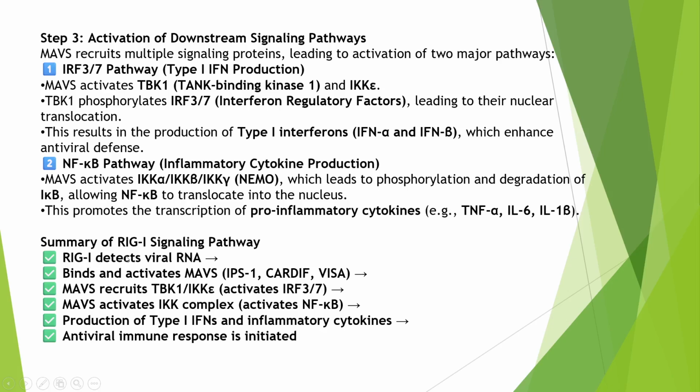So basically, RIG1 detects viral RNA, binds and activates MAVS. MAVS then recruits TBK1 and IKK epsilon, and then this activates IRF3, 7, and then MAVS also simultaneously will activate the IKK complex to activate NF kappa B signaling, and eventually they help in the production of type 1 interferons for viral clearance and pro-inflammatory cytokines, and the complete antiviral immune response is now initiated. This is the summary of this.